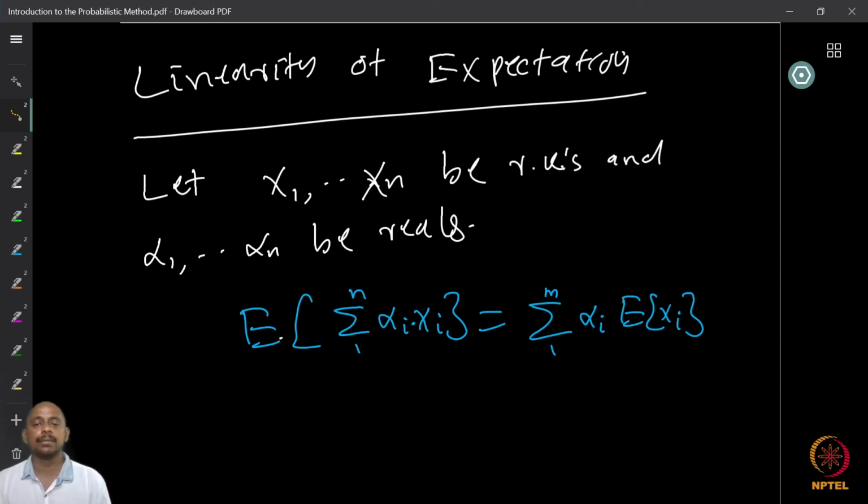Now the expectation of this is the summation of the expectations. So the summation of alpha_i into expectation of X_i. This is a nice property and very useful. We are going to use this to prove some nice theorem.